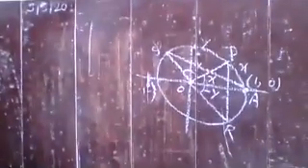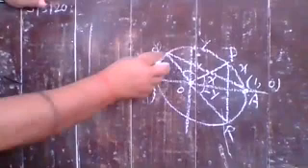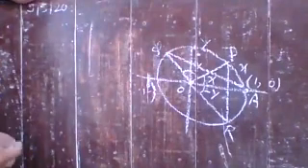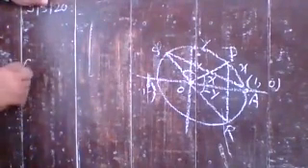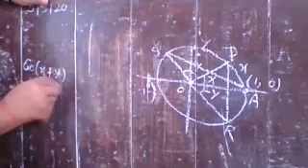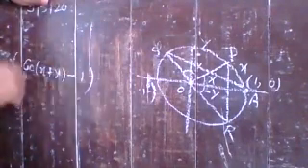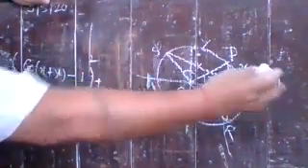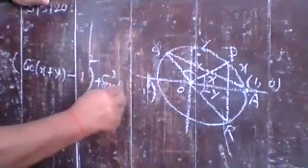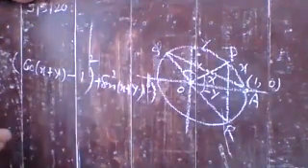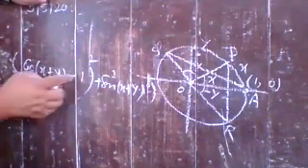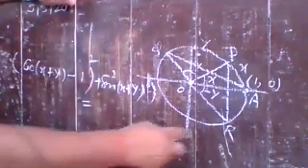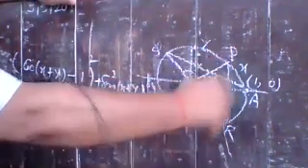Now apply the distance formula between A and Q. The formula is x2 minus x1 whole square plus y2 minus y1 whole square. So you can write cos x plus y minus 1 whole square, and y1 is equal to 0, so you have sine square x plus y. Then apply the same distance formula between the two points R and P.